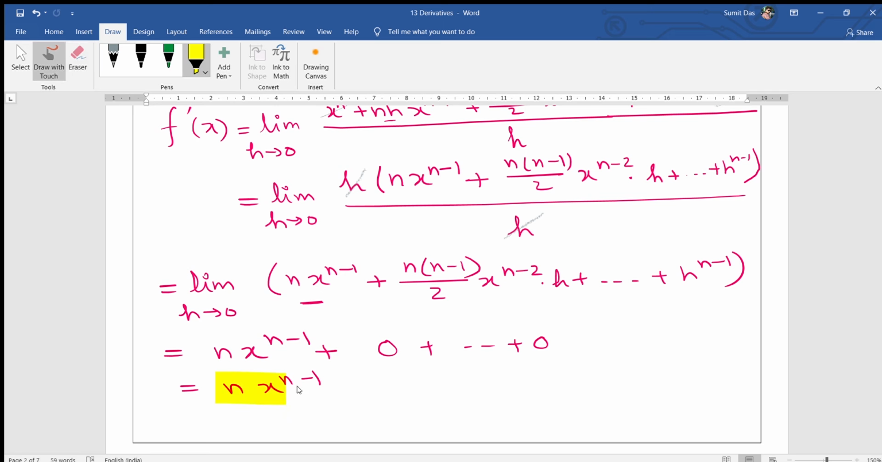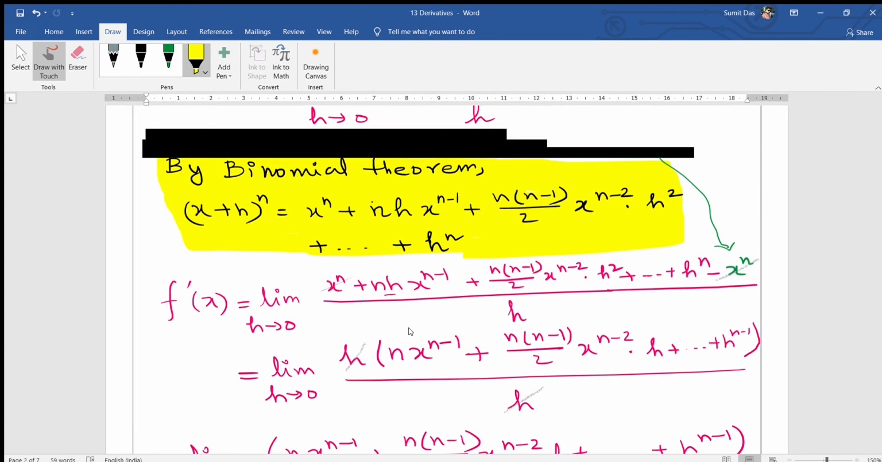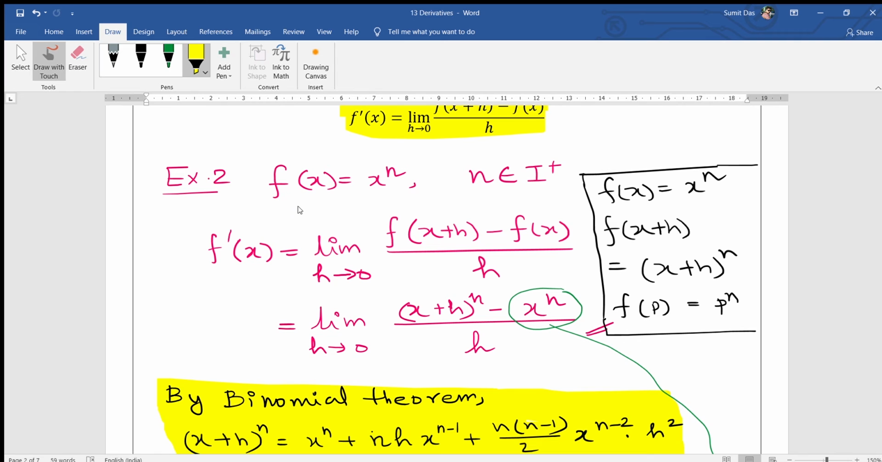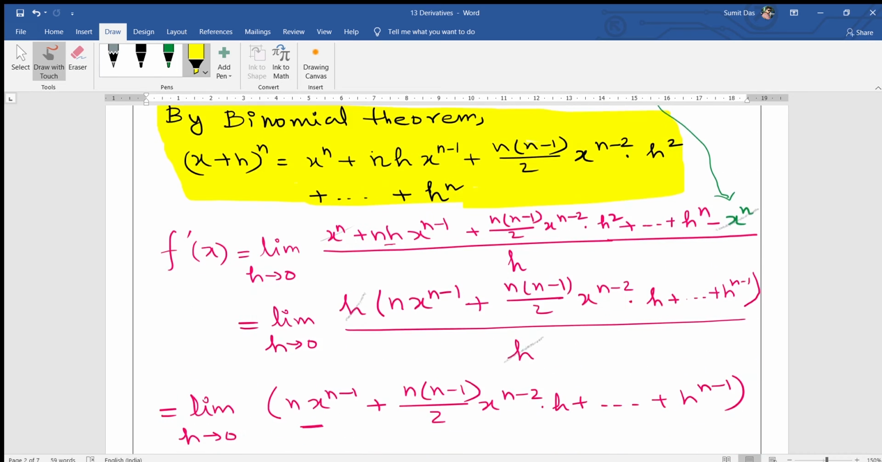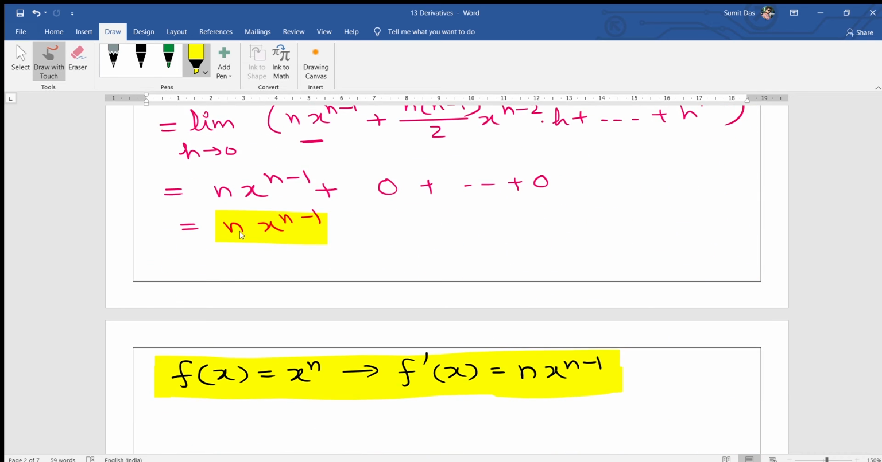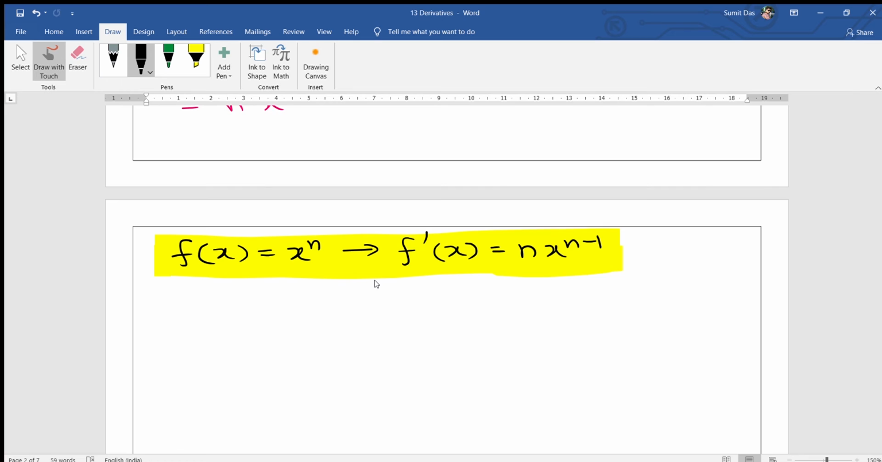And this is actually our very important formula. If you see our function, what was our function? Our function was f of x equal to x to the power n, right? And what is the derivative we got? We got n into x to the power n minus 1. So our formula is, if f of x is equal to x to the power n, the derivative of x will be n into x to the power n minus 1. How to remember? Whatever the power is will come as the coefficient and the power will decrease.